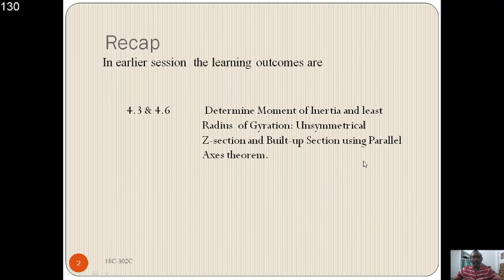Hence, I request your attention for this class, which involves all the theorems and formulas.